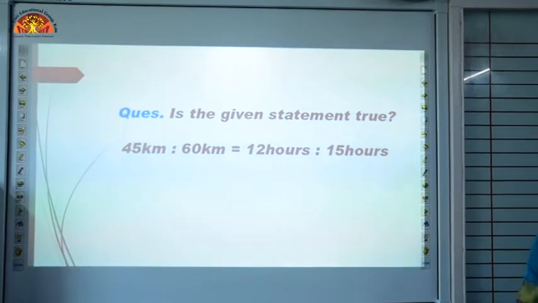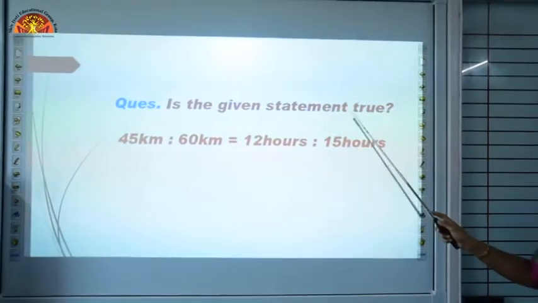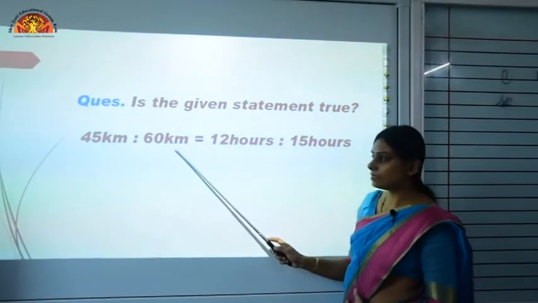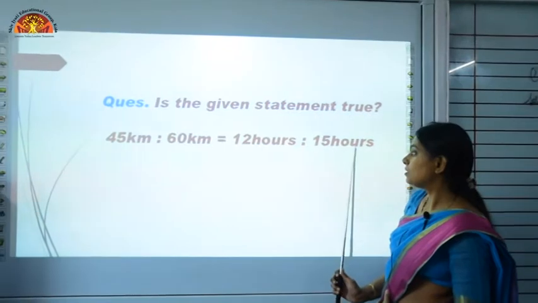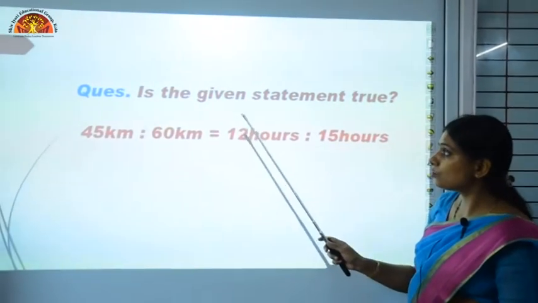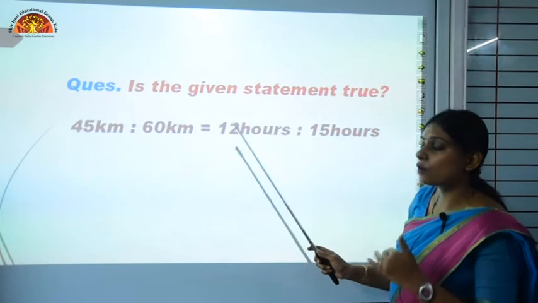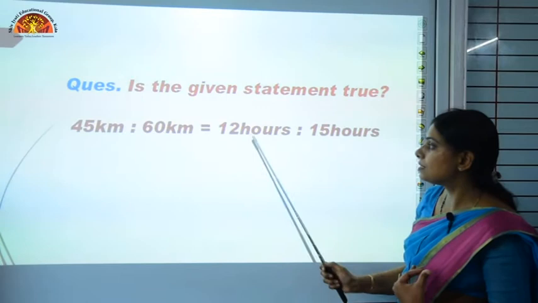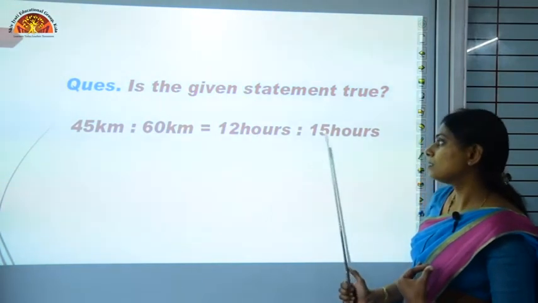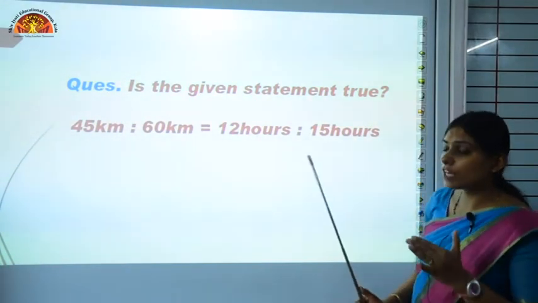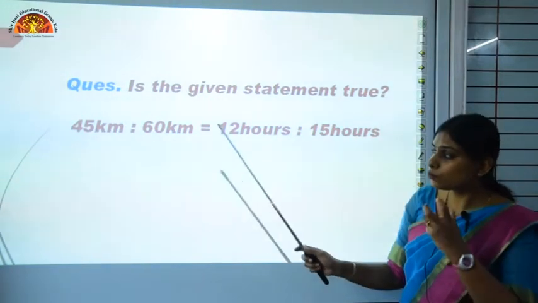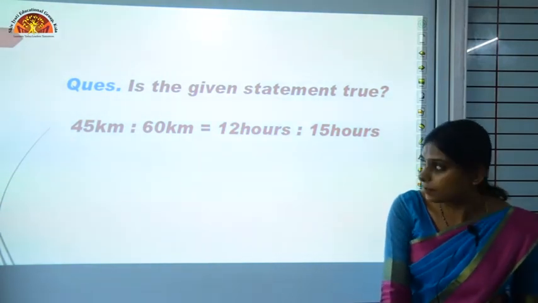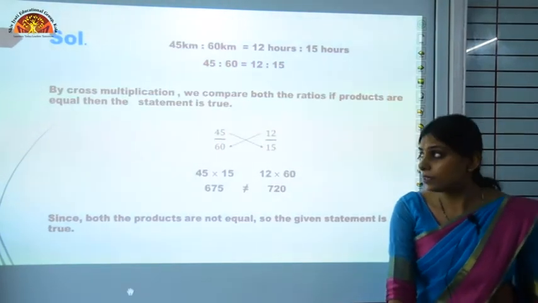Now the next question: is the given statement true? That is, 45 kilometers is to 60 kilometers equals 12 hours is to 15 hours. So what is the question? We have to check or verify whether 45 kilometers is to 60 kilometers equals 12 hours is to 15 hours. What do we have to do? We have to verify whether the four terms given in proportion are true or not. So what will we do, children?